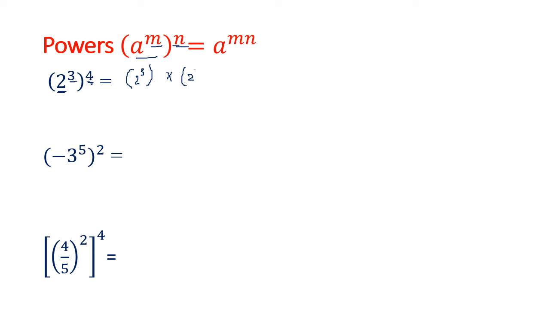So it's 2 raised to 3 into 2 raised to 3 into 2 raised to 3 into 2 raised to 3. So what I have done here, I have taken this whole number as one number and raised to the power 4. So I got 2 raised to 3 into 2 raised to 3 into 2 raised to 3 into 2 raised to 3. Now you can see here the base is the same.